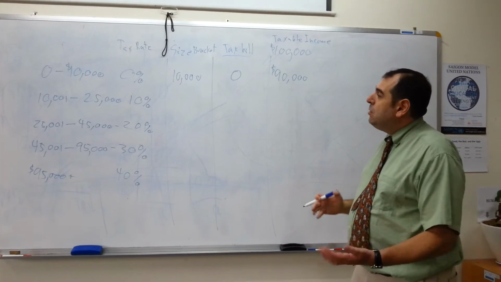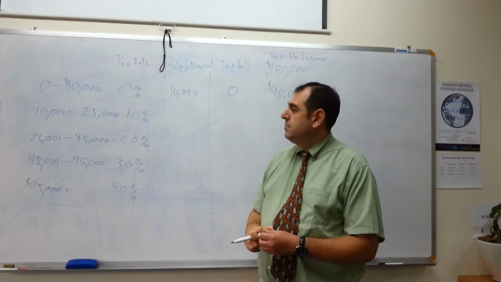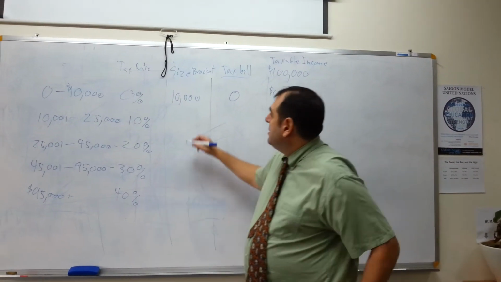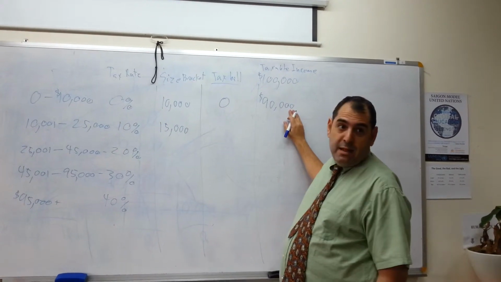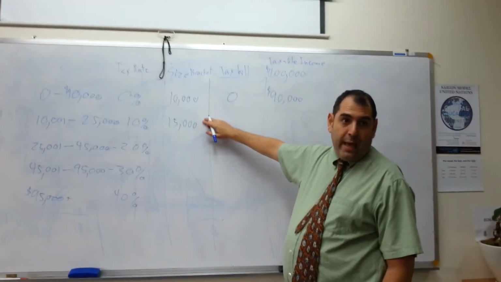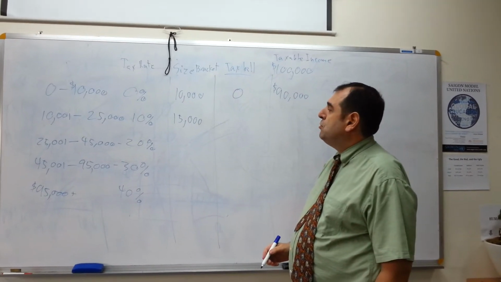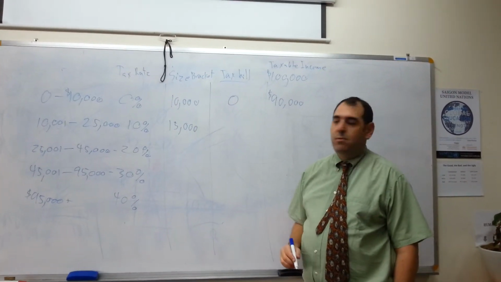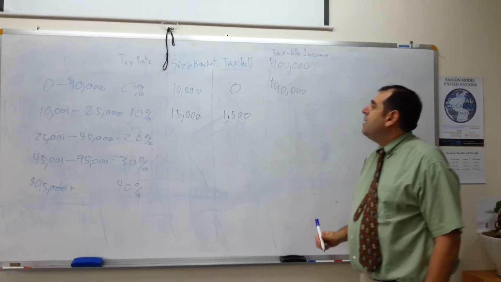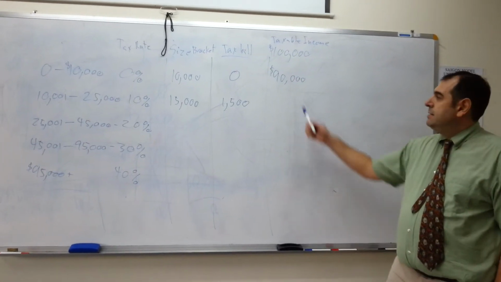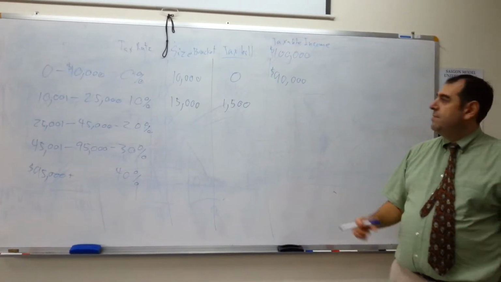Okay? So now we look at the second bracket. How big is this bracket? $15,000. So our next bracket is $15,000. We know he's got enough money to fill up the bracket the whole way, right? So $15,000 times 10%. What's his tax bill? $1,500. All right. How much money does he have left? Well, 90,000. We've just taxed 15,000. So how much is left? 75.